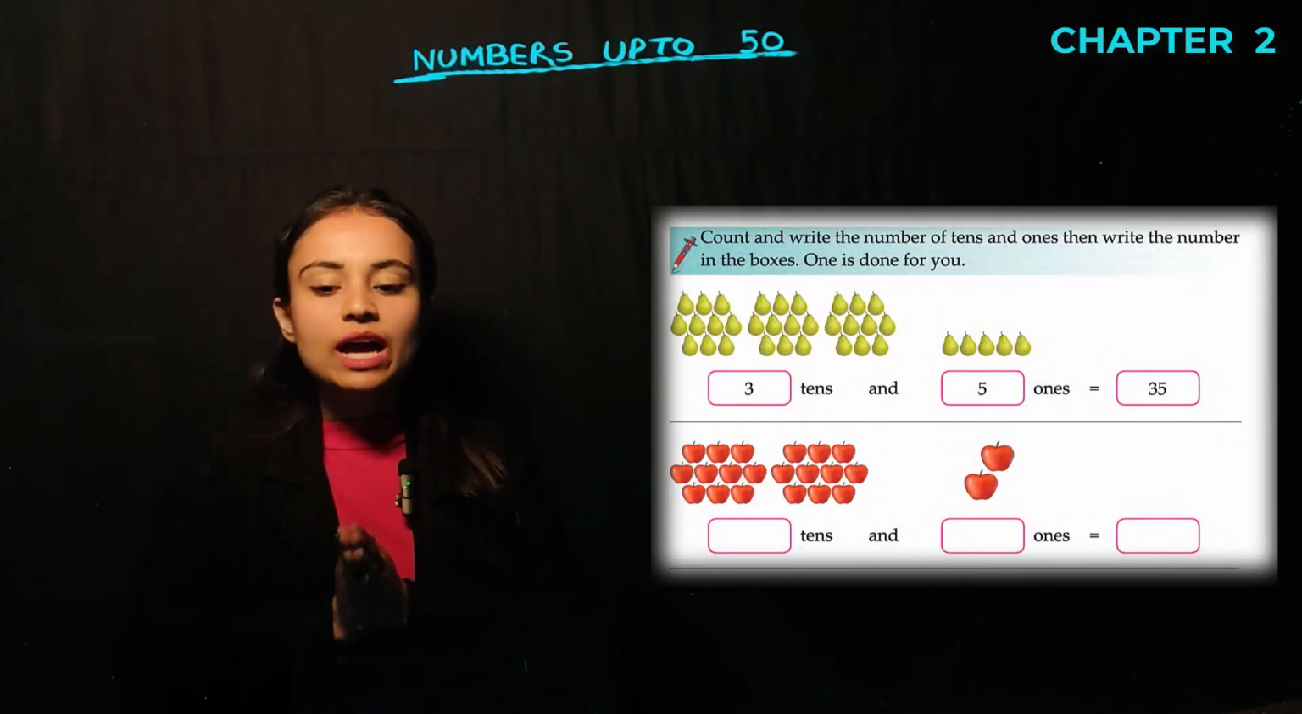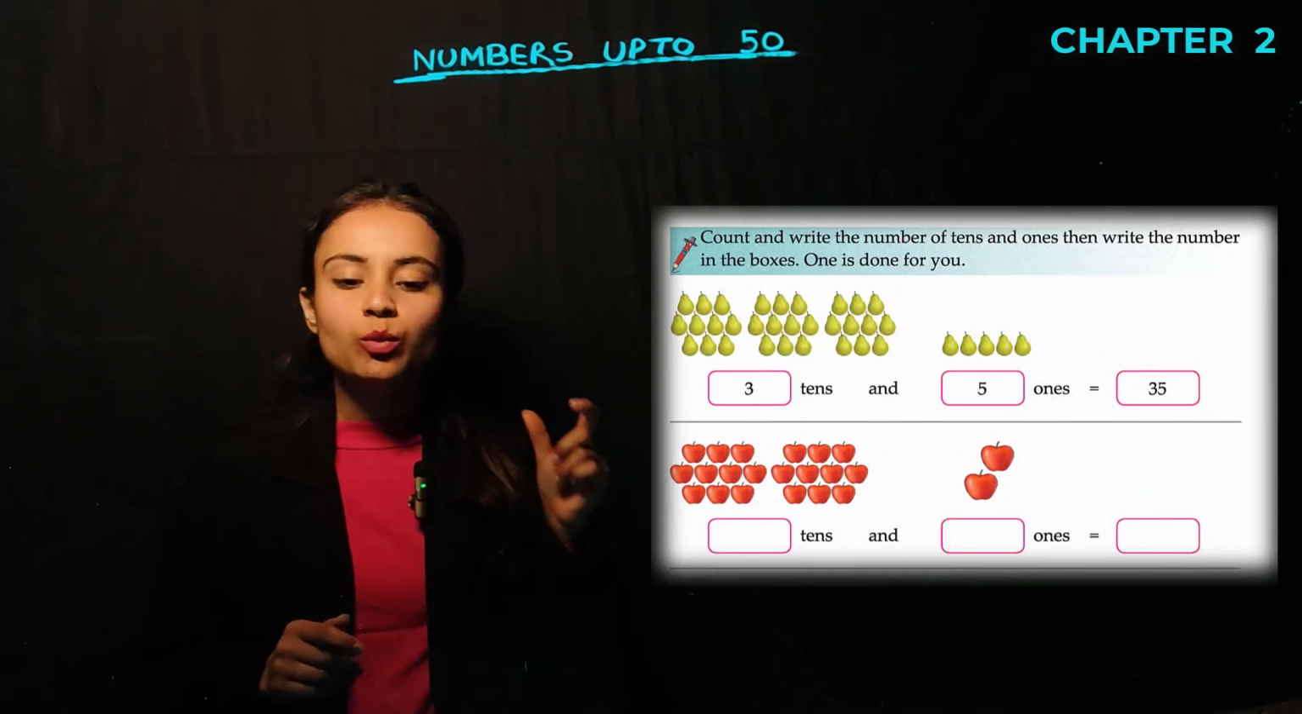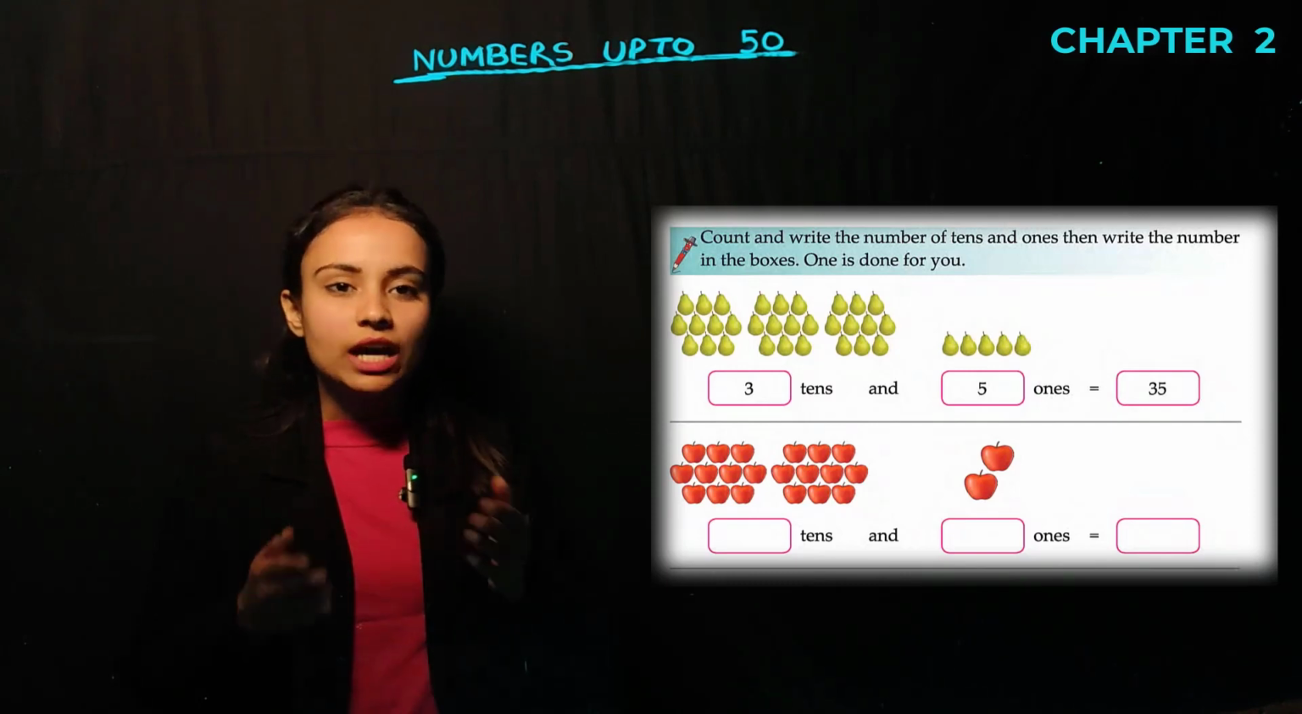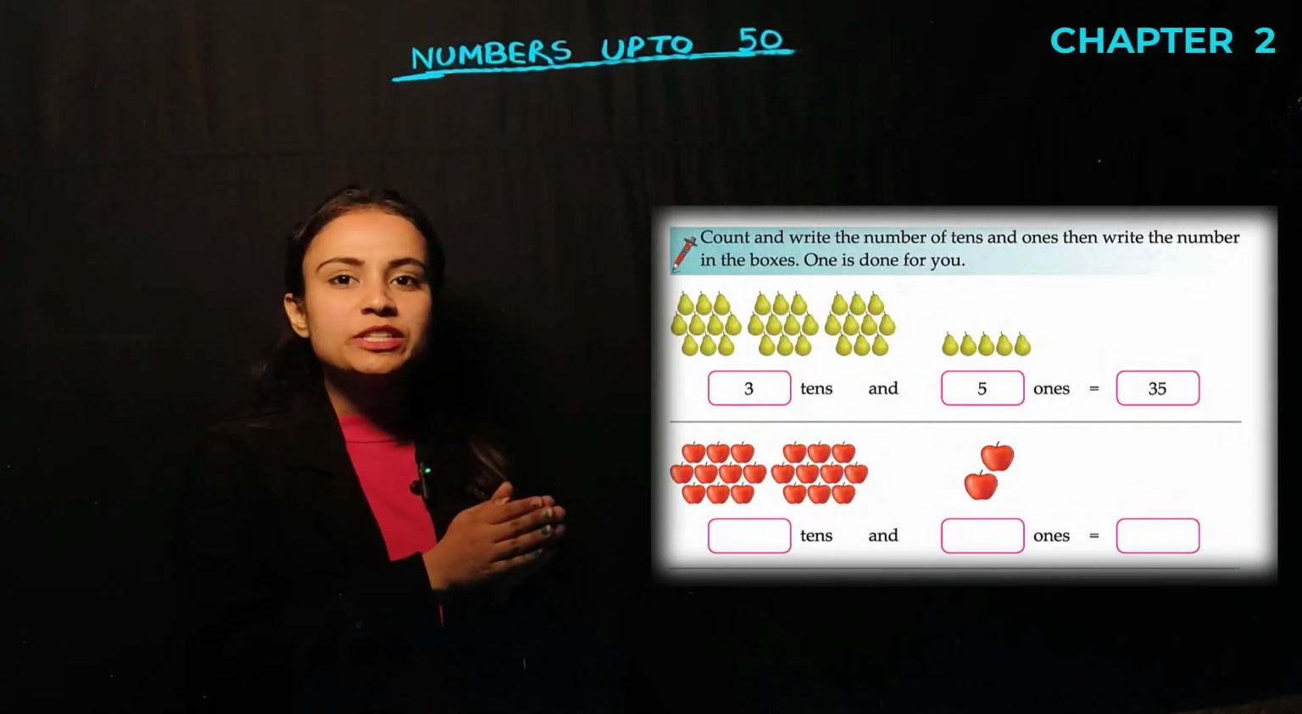Now let's count and write the number of tens and ones, then write the number in the boxes. The first part is already done for you. So let's see the first picture first.